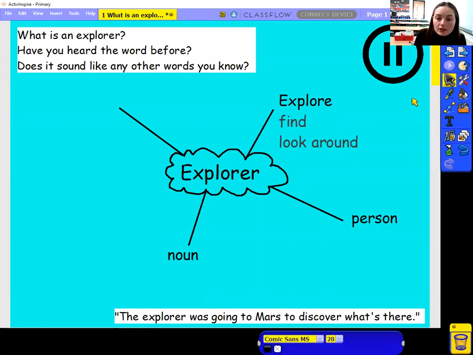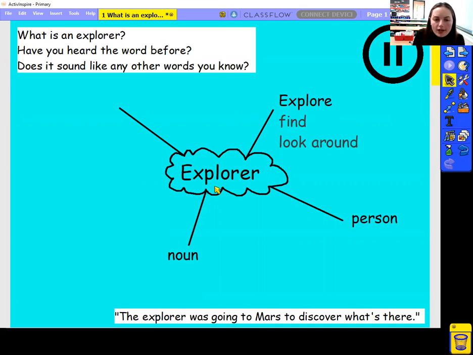Okay, now that you've had a little think about it, as you can see, I've put some ideas that I came up with about what an explorer might be. So explorer reminded me of the word explore. And I know that explore means to find something or to look around somewhere. So explorer, I think, maybe has something to do with that, maybe about finding something or looking around somewhere.